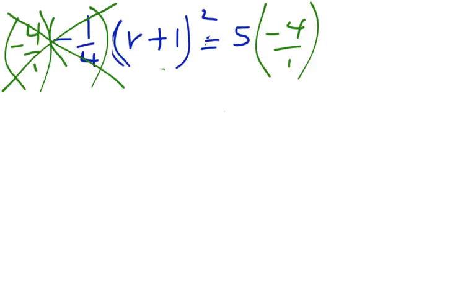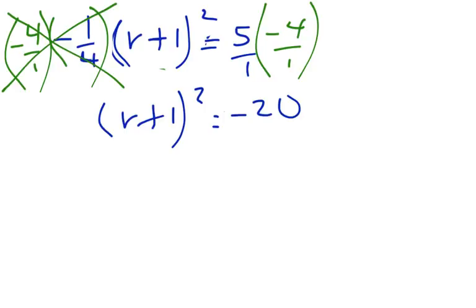Now my parenthesis is going to be by itself to the second power, and on the other side I have 5 times negative 4, negative 20, 1 times 1 is 1. Do I need to write this 1? Not really. So we can erase that, because negative 20 divided by 1 is negative 20. Now, my parenthesis that has the exponent is by itself.